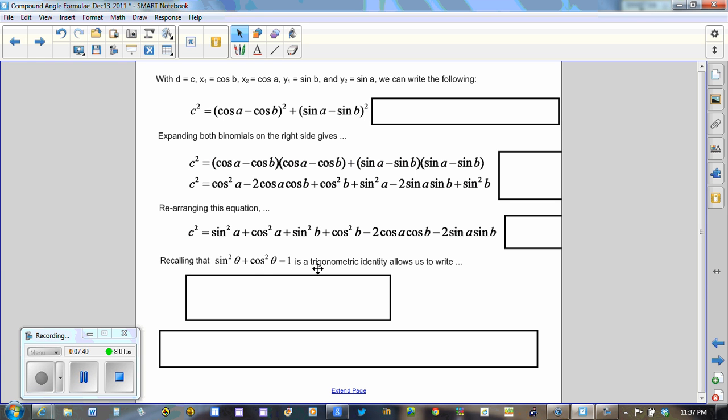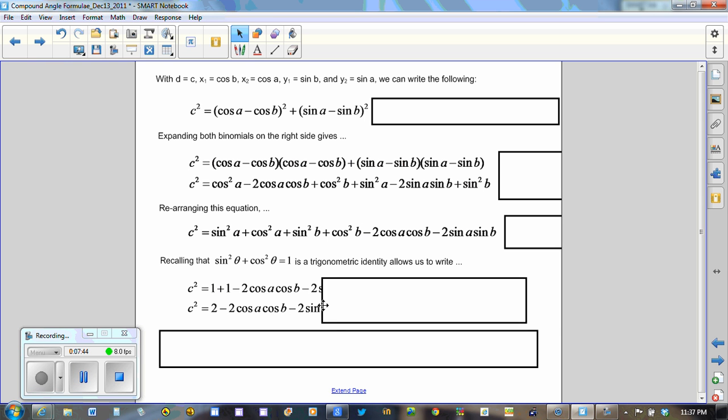And because of that identity, it allows us to replace a number of terms such that we end up with the following. So you can see the two ones come from both sine squared A plus cos squared A, and the other one from sine squared B plus cos squared B. Simplifying this, we end up with the following statement, which we'll label as equation 1.